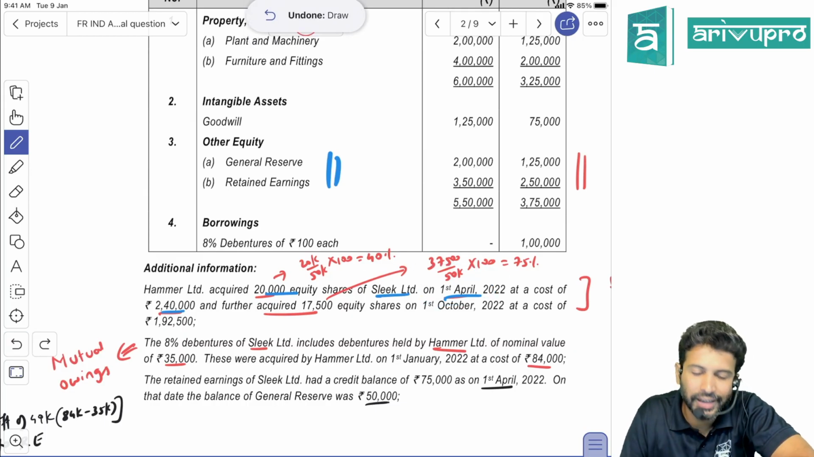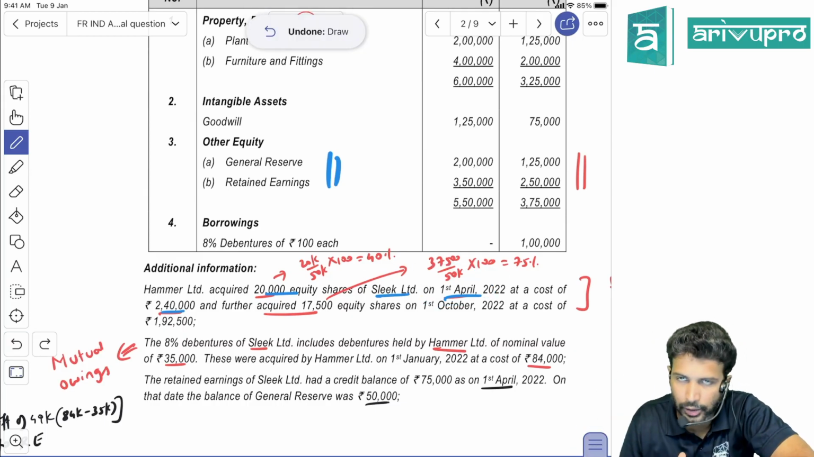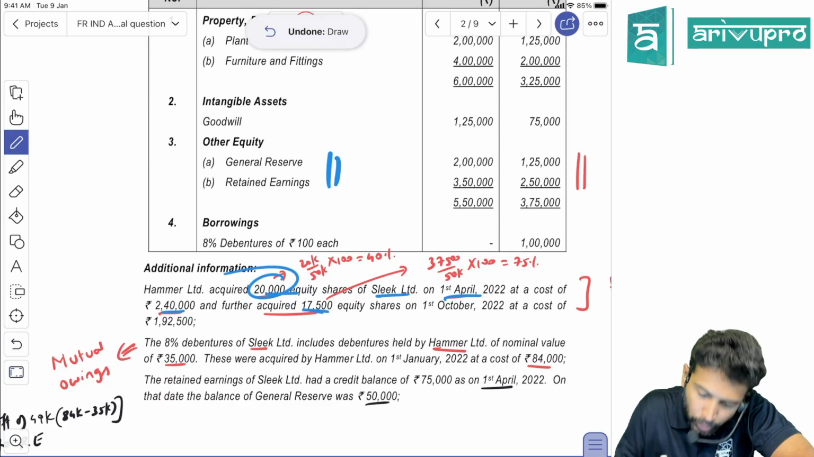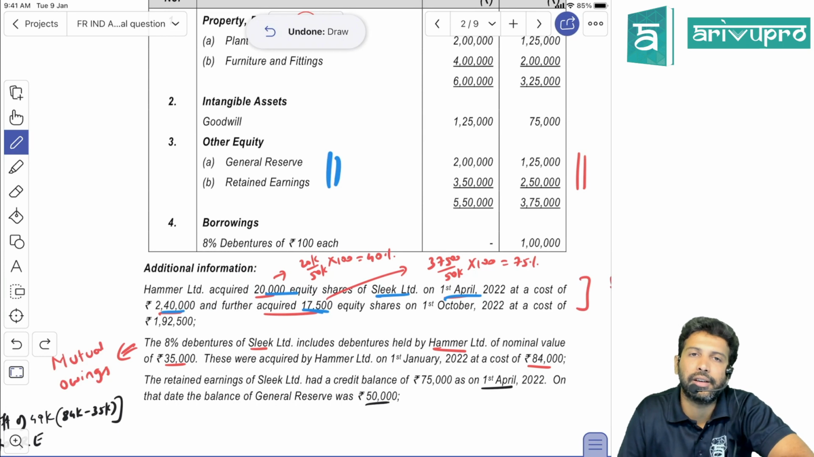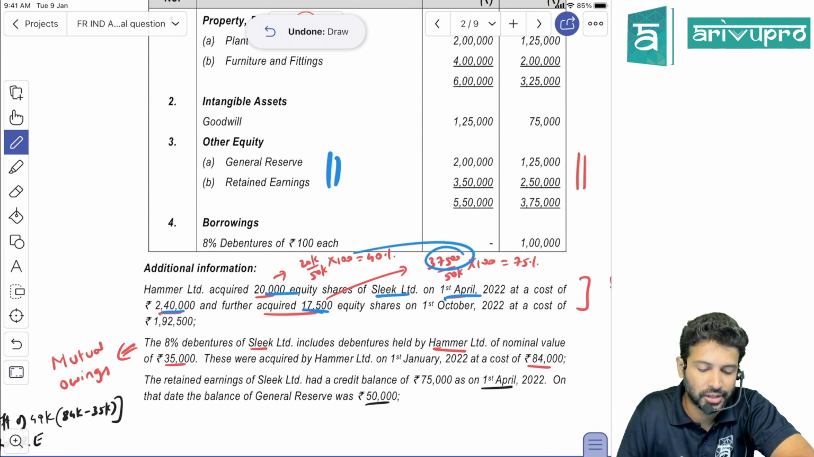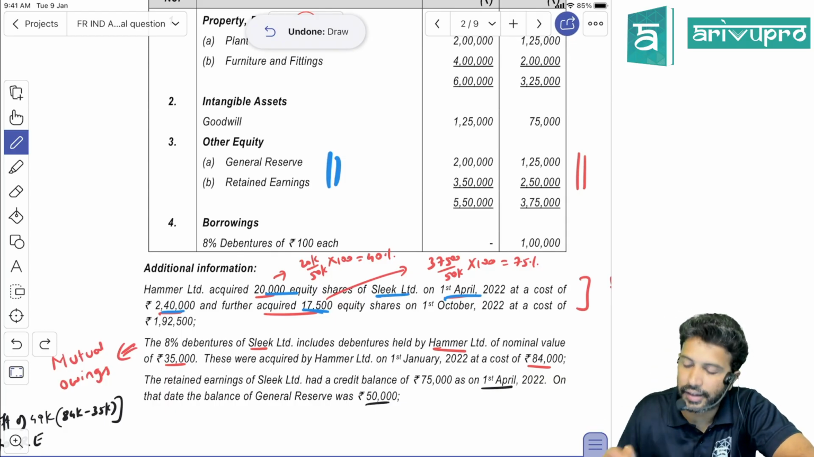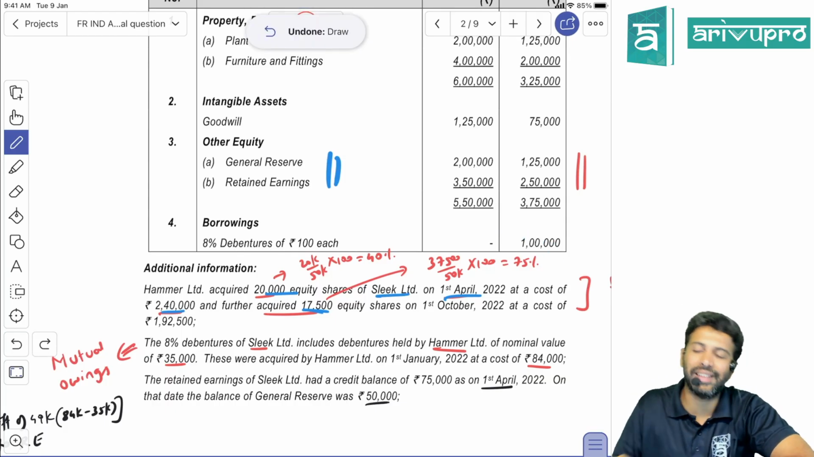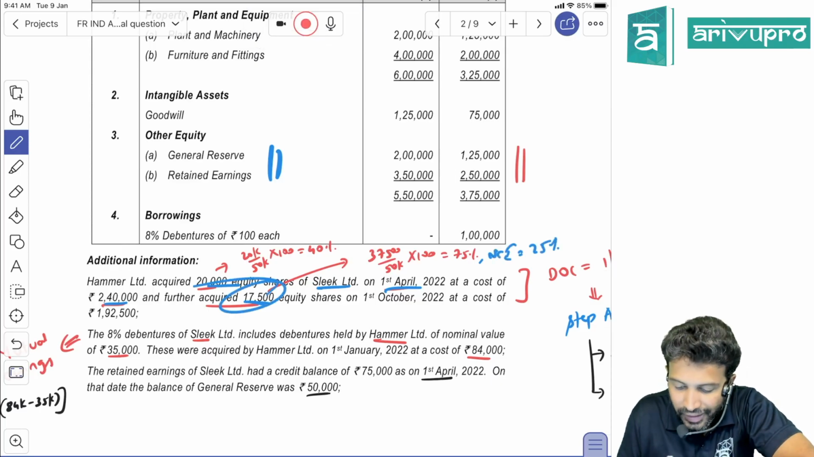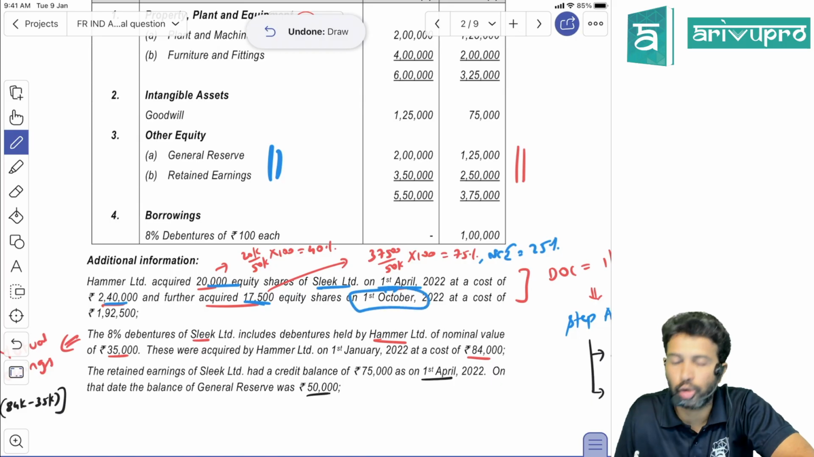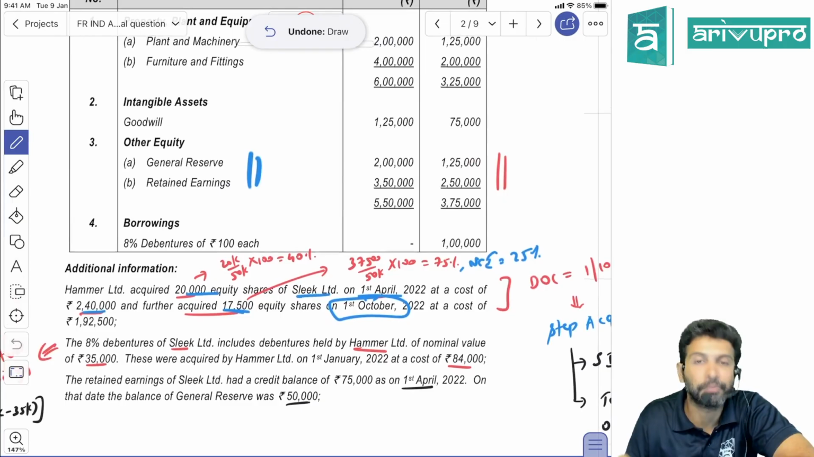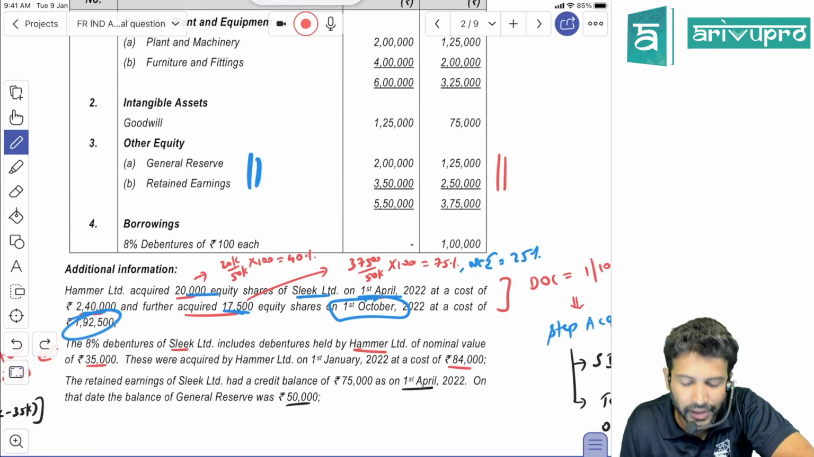Is 1st April 2022 the date of control? No, we have not got control yet. Further, it acquired 17,500 shares. First they had bought 20,000, now they bought an additional 17,500, so the total will be 37,500. The subsidiary has 50,000 in total, and the parent has purchased 37,500, so the shareholding now becomes 75%. So NCI will become 25%, correct? When did they buy these 17,500 shares? On 1st October, so 1st October is your date of control. On 1st October, they purchased the shares by paying 1,90,500.